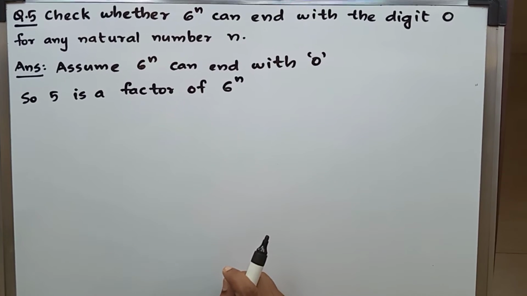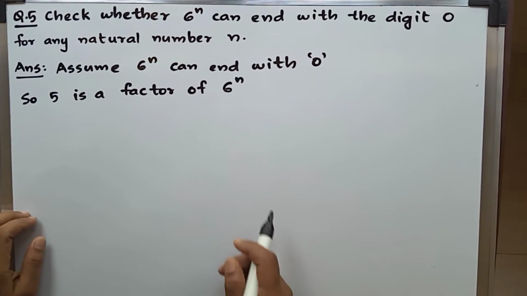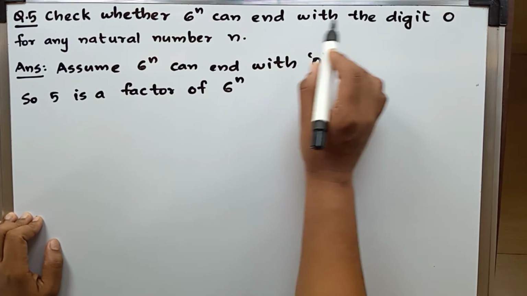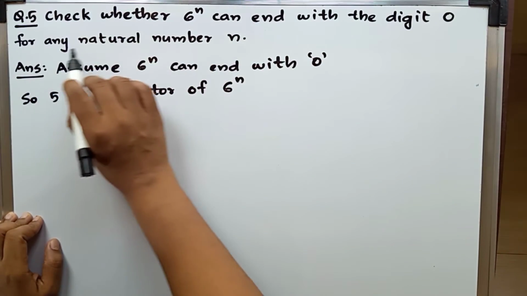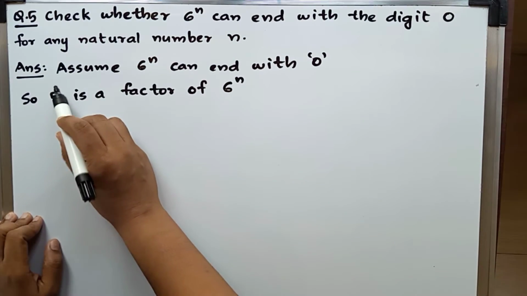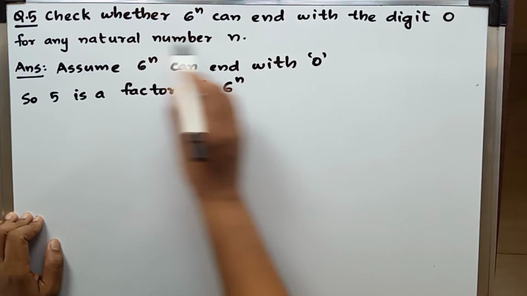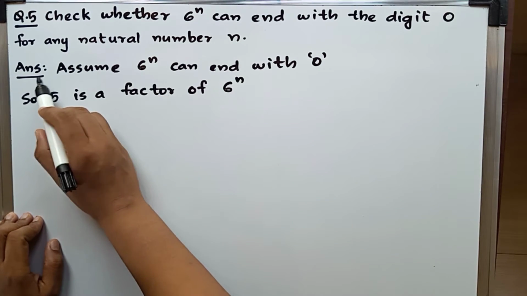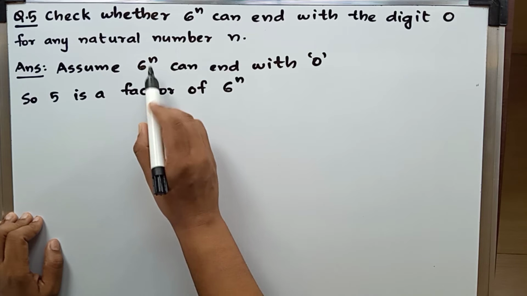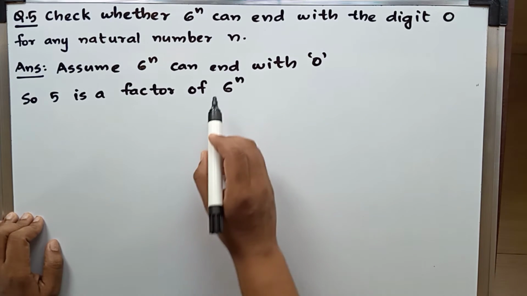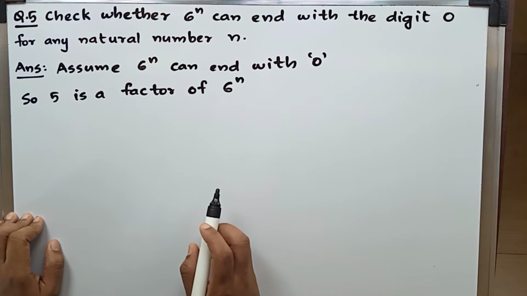This is the fifth question of our exercise. Check whether 6 raised to n can end with the digit 0 for any natural number n. Okay? As it is a proof, we have to write the proof, right? So we will start the answer like this. Assume 6 raised to n can end with 0. We assume that 6 raised to n can end with 0.